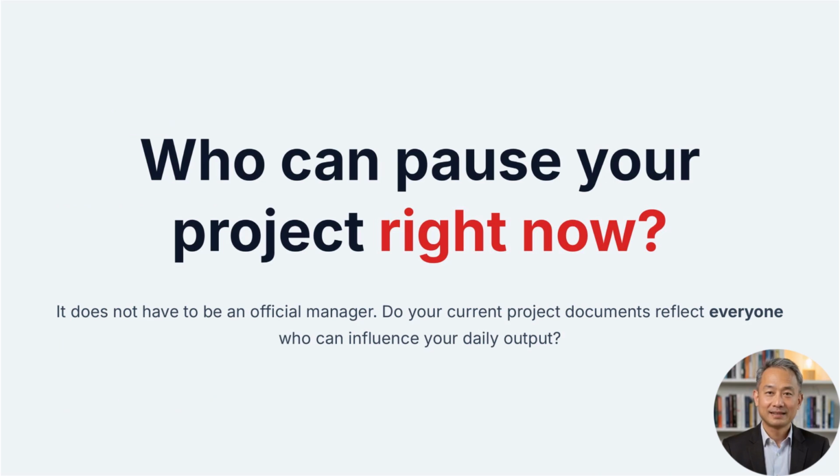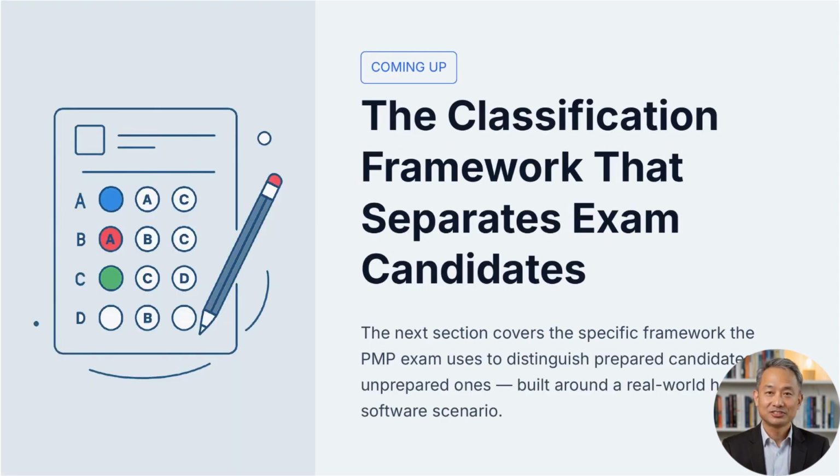Before we look at the math, consider who holds the power to pause your current work right now. It does not have to be an official manager. Just see if your current project documents reflect everyone who can influence your daily output. The next section covers the specific classification framework the PMP exam uses to separate prepared candidates from unprepared ones.